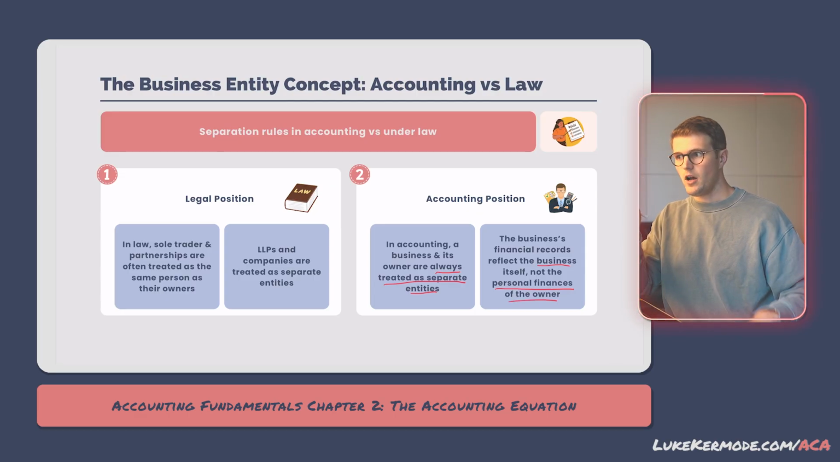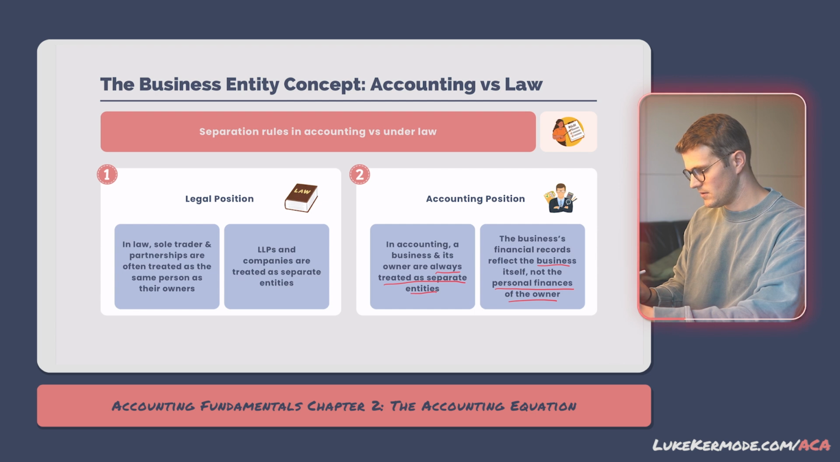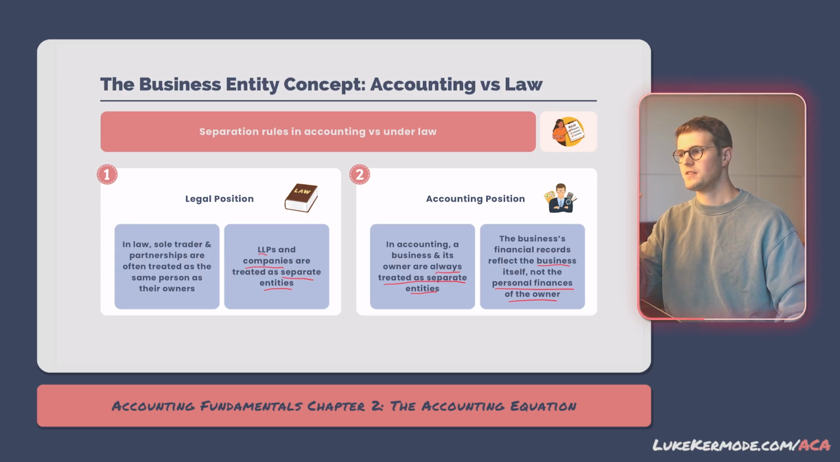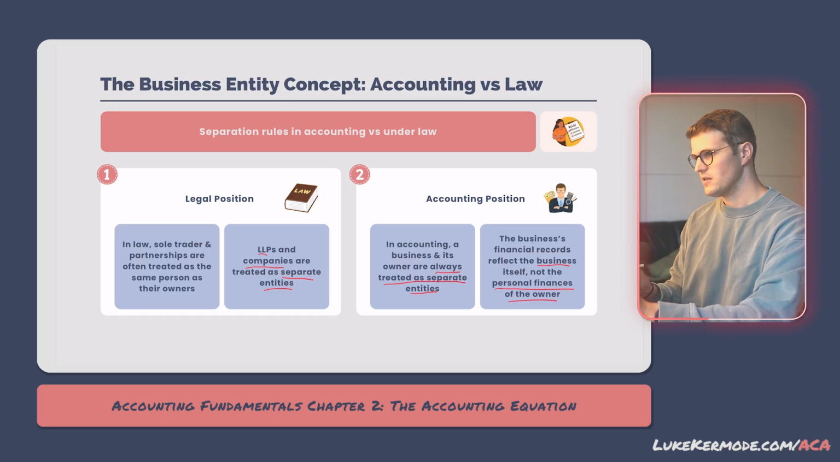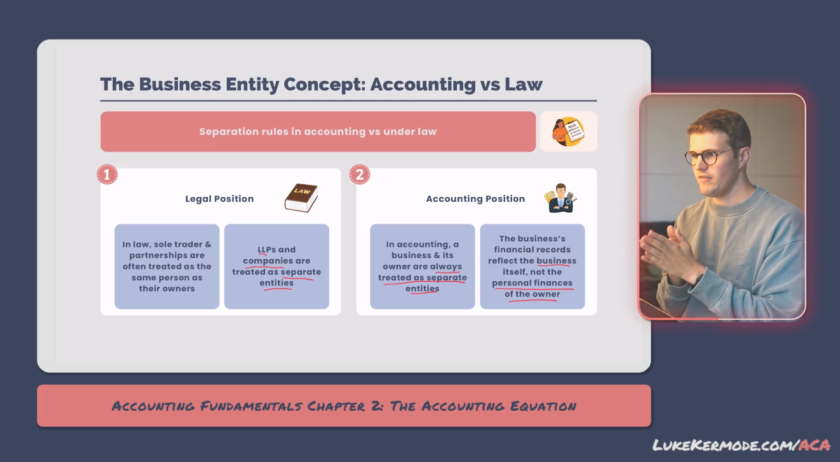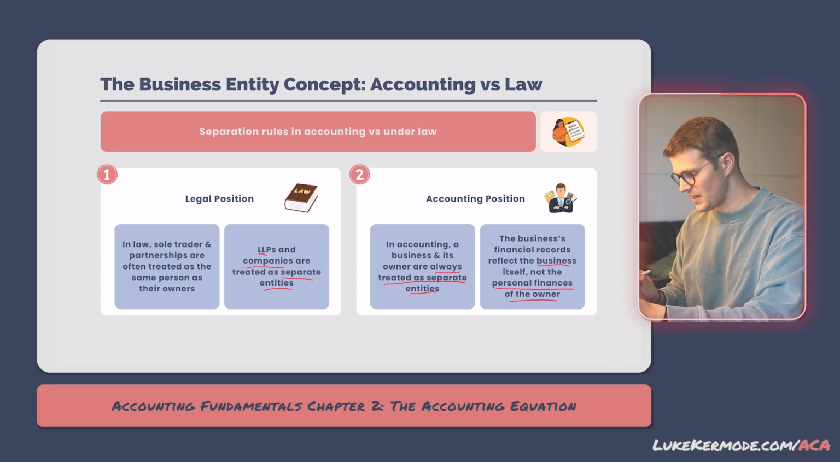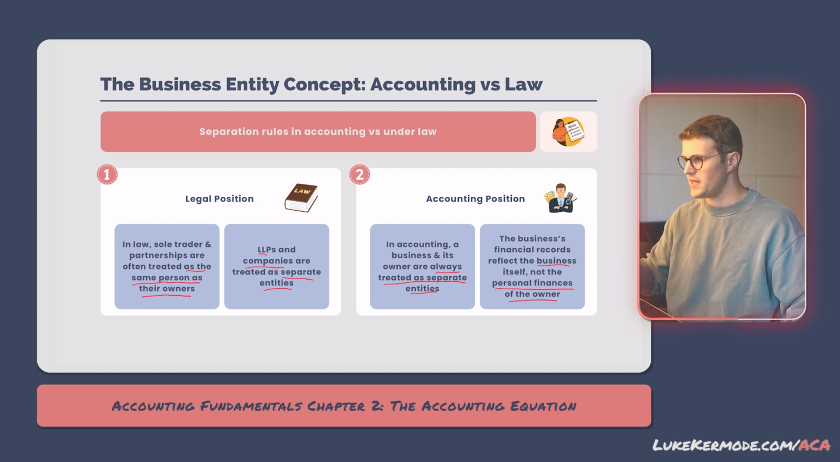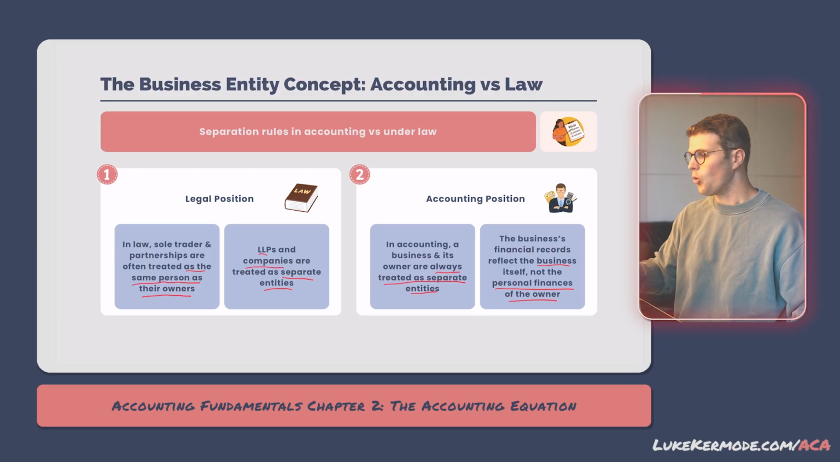However, in the eyes of the law, only companies and LLPs are treated as separate legal entities to their owners. These structures exist in their own right. They can own assets, enter into legal contracts, and take on debts themselves independent of their owners. In contrast, sole traders and ordinary partnerships are not legally separate from their owners. Legally, the individual or the partners are the business. They're seen as the same legal person. That's why the separate entity concept is so important in accounting, because it applies even when the law doesn't.